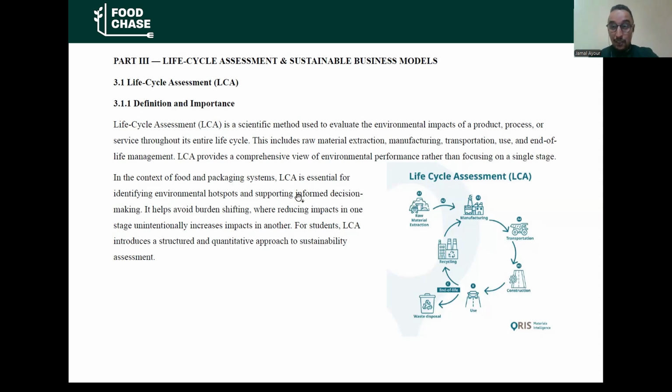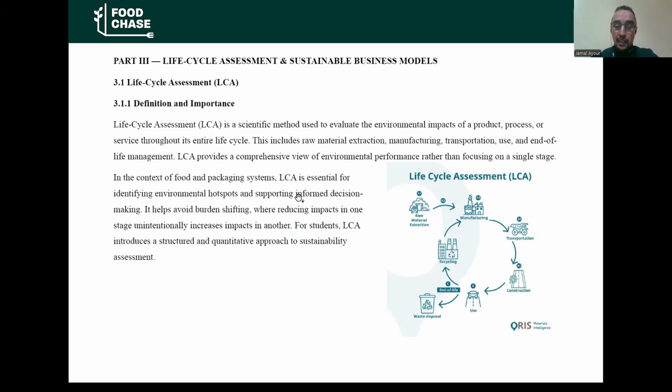It is a scientific method used to evaluate the environmental impact of a product and of processing in different industries, from raw materials to the end of life of the product. This means we don't look only at production, but also at transport, logistics, and disposal.